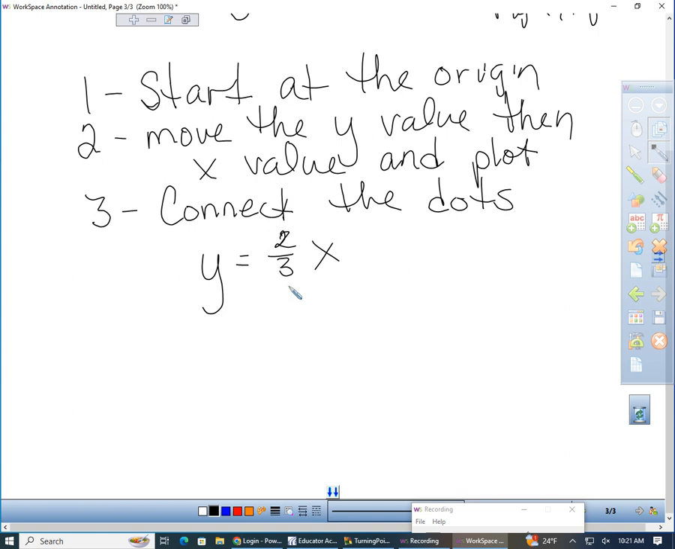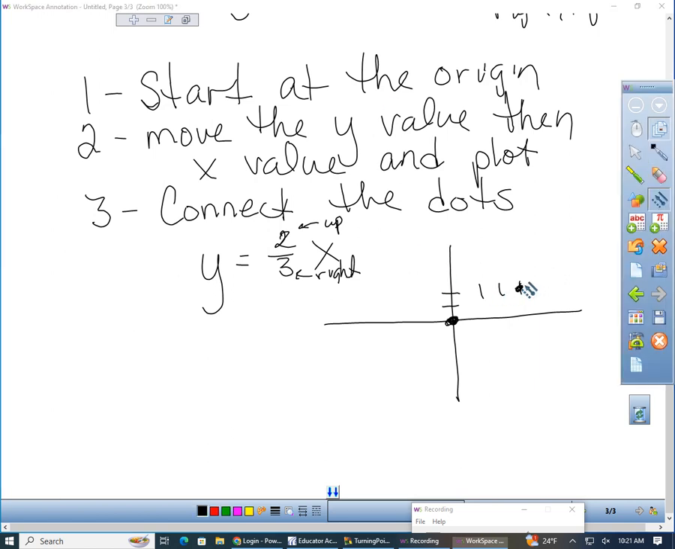x. I'm going to draw a graph. I start at the origin, so I'm going to put a dot right here. This is my y value, so that means I go up 2. And the bottom tells me I'm going to go to the right 3. So I go 1, 2, 3, and put a dot. Step 3, connect my dots. Just that easy. Yes, it is continuous. That is a great question.